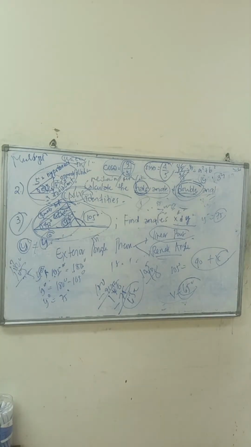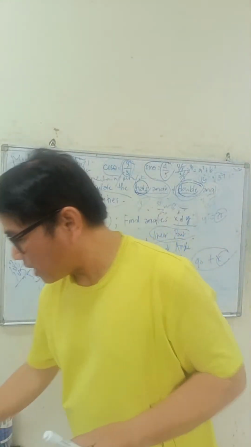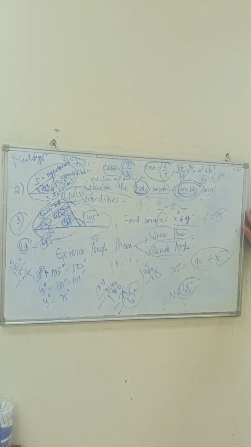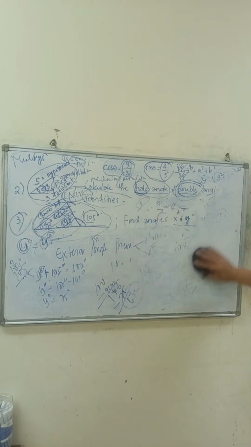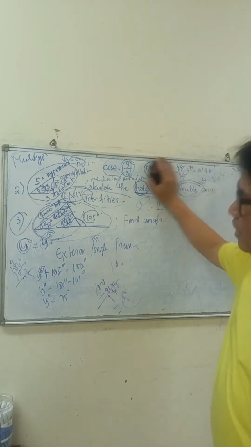Any question so far? Okay, yes. Okay, here is the answer. Okay, x degree is 65 degrees, y degree is 75 degrees. Okay, get that point? Okay, get that point? Things like that. Okay, we finished already.